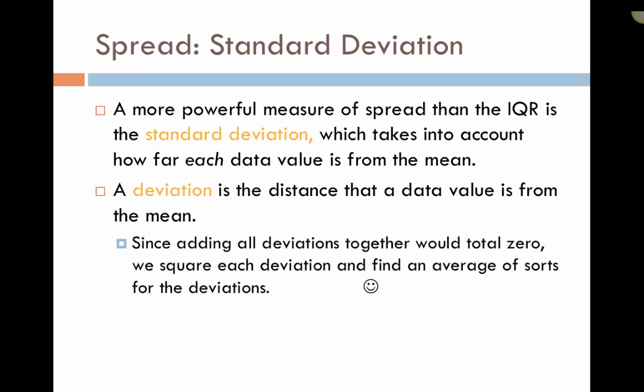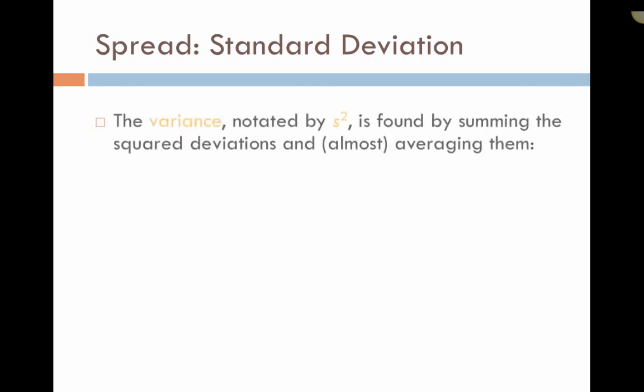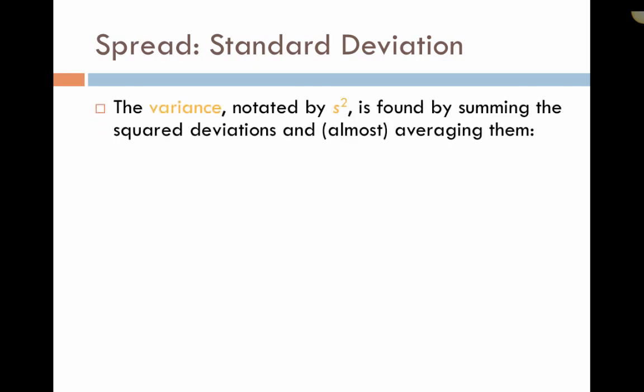Because we can end up with both positive and negative deviations, adding them together would end up giving us 0. So we square all of our deviations and then find an average of the deviations. So first, let's talk about variance. Variance is noted with s squared, and it's found by adding all of the squared deviations together and then almost averaging them.